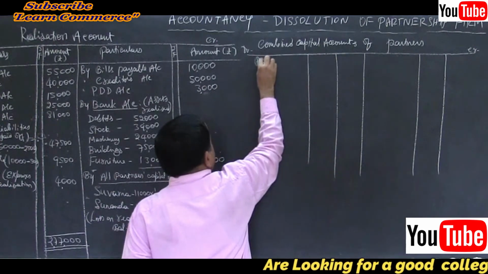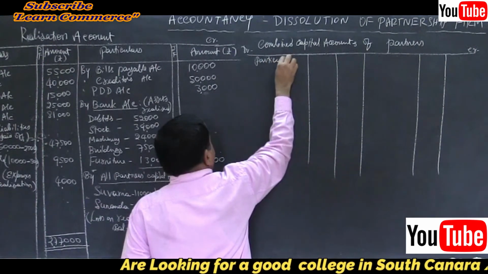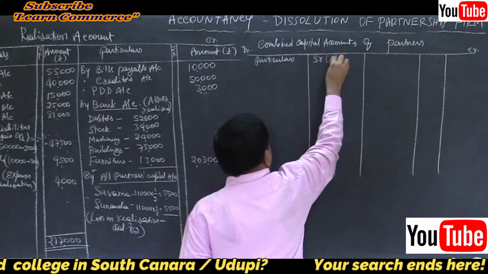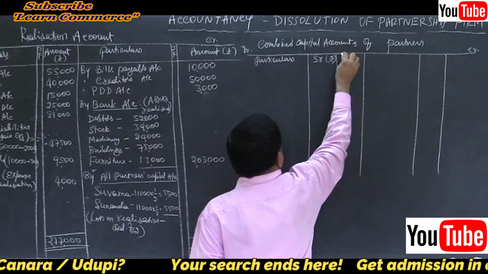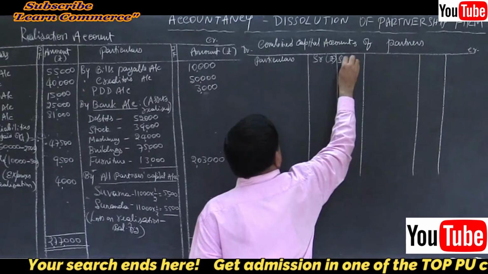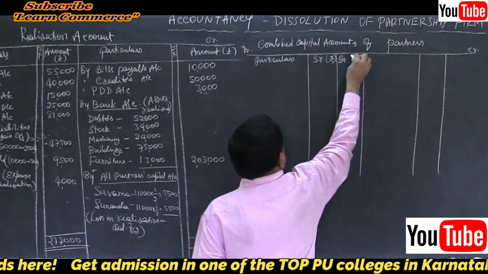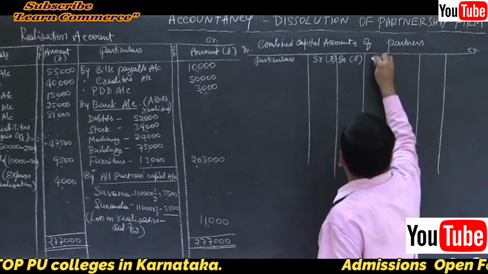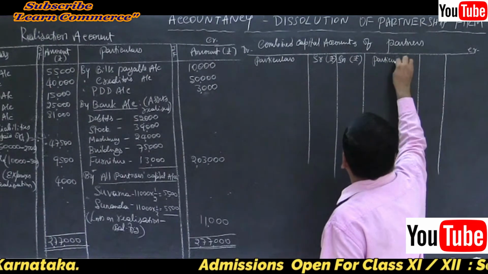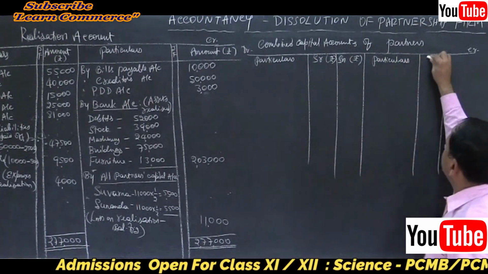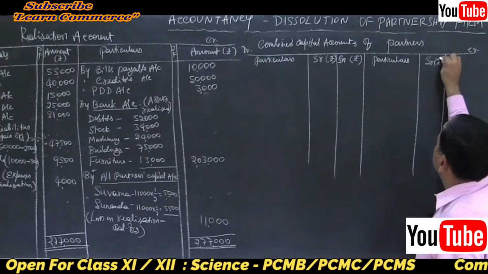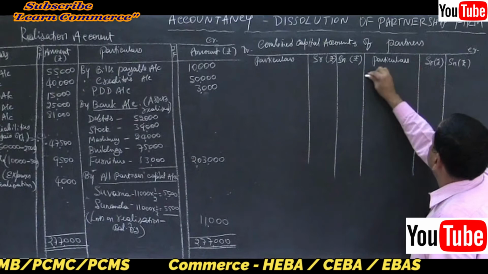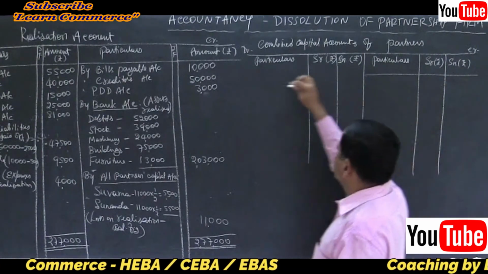Then particulars. Suvarna, I will write SR, and Sunanda, I will write SN, or you just write in full. Particulars, Suvarna and Sunanda, rupees. Draw the columns.